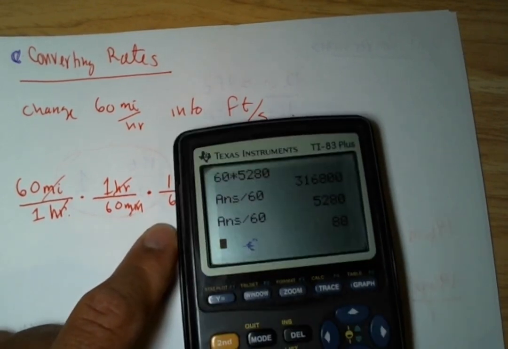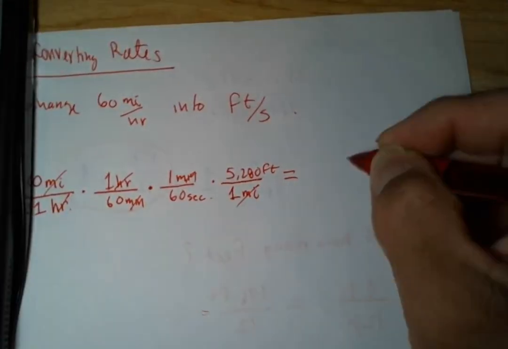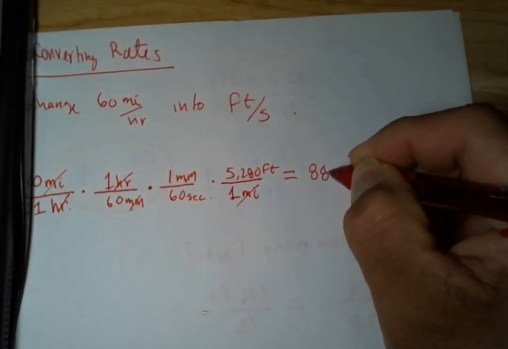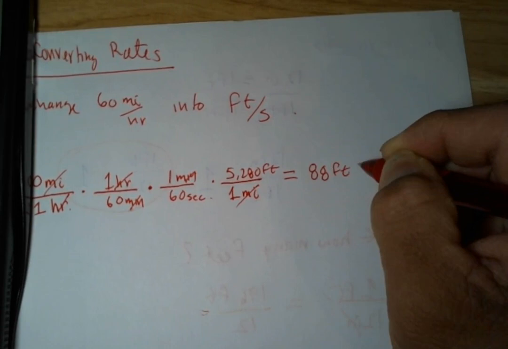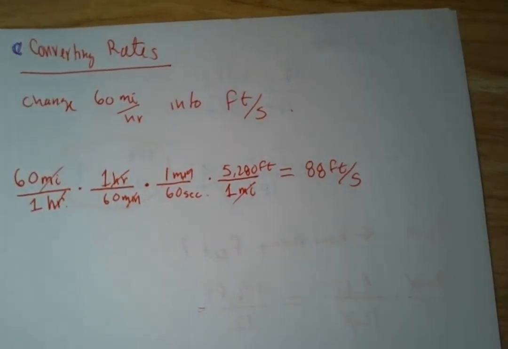Okay, dividing by 60 two times. Again, now we get 88. So I get 88, and again, don't forget the units. It's not complete without my units, right? 88 feet per second is what 60 miles per hour is.